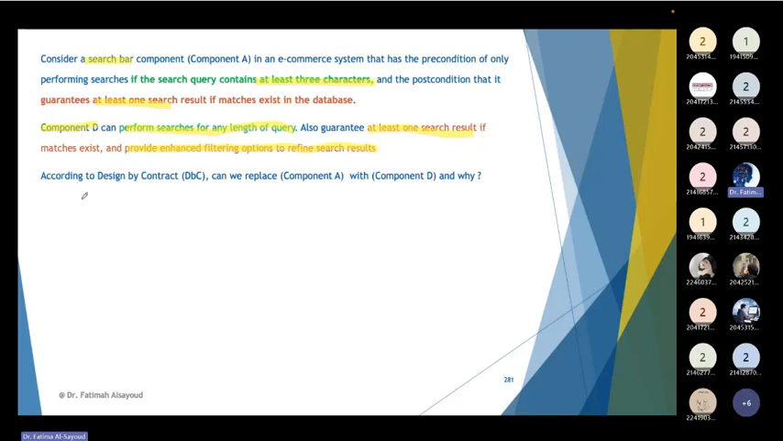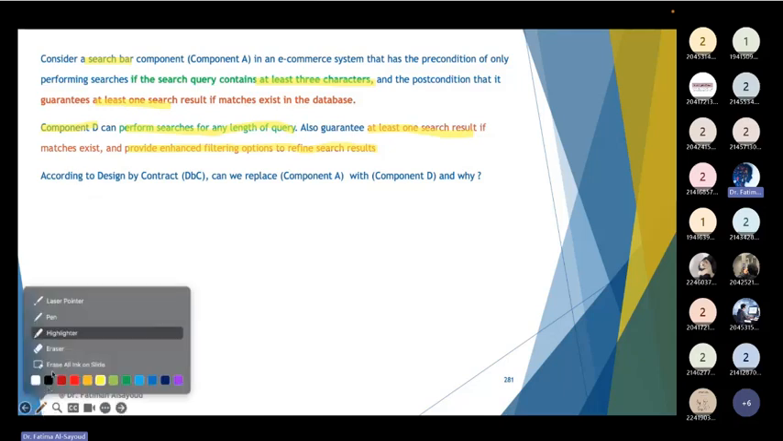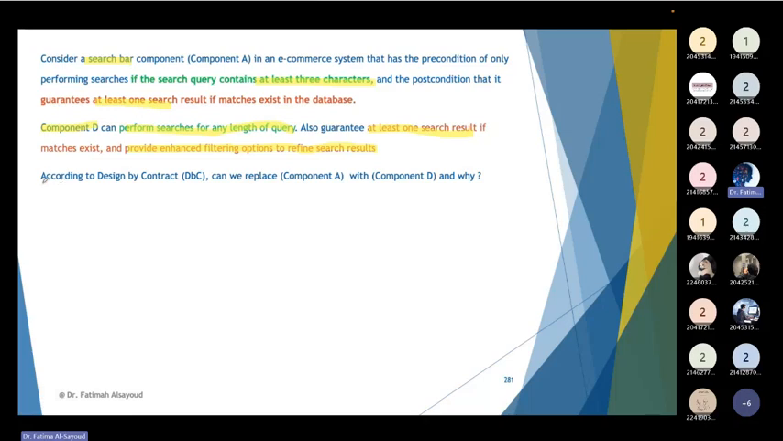So again, sorry to those attending, for repeating myself: when you're reading the questions, try to read them carefully. How many parts do I have? According to design by contract, can you replace component A with component B? This is the first part of the question, and then you have why. So when you get a question, please read it carefully to answer all its parts. Can anyone say why?